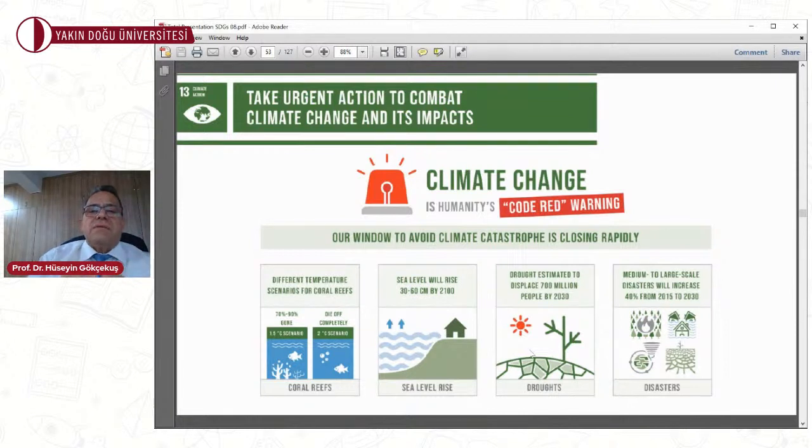And drought estimated to displace 700 million people by 2030. Medium to large scale disasters will increase 40% from 2015 to 2030. We are living.